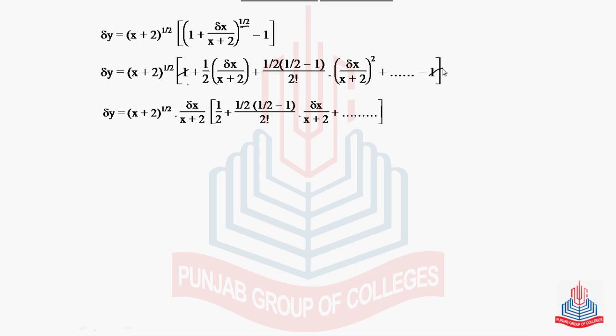Now 1 and minus 1 will cancel out. We have delta y equal to the square root of x plus 2, and taking delta x over x plus 2 as a common factor, we have 1 by 2 plus (1 by 2)(1 by 2 minus 1) over 2 factorial times delta x over x plus 2, and so on.